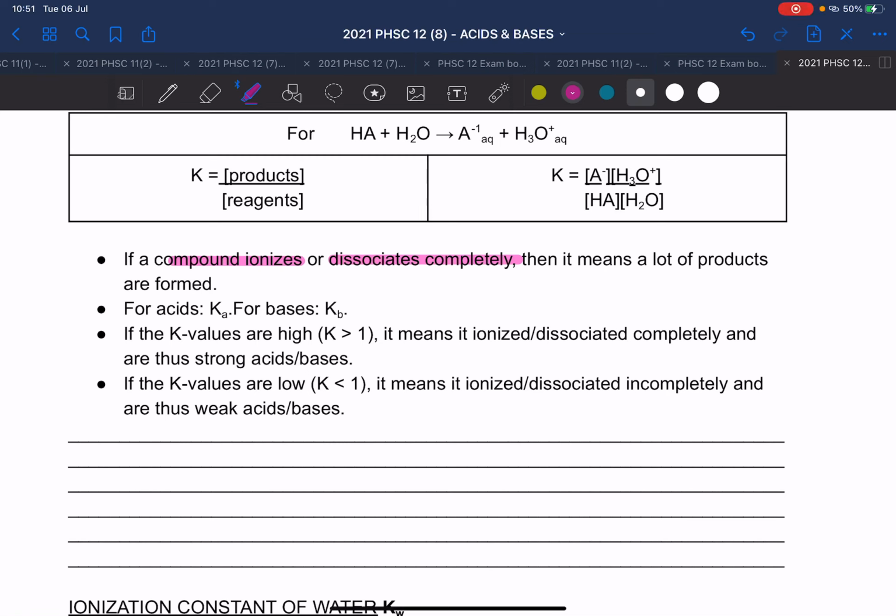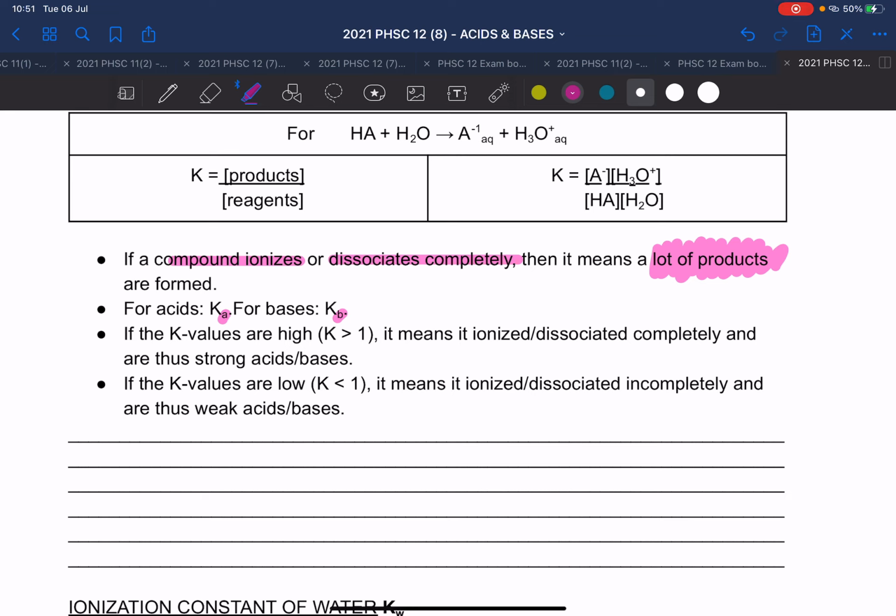Hier, dan beteken dit jy kry baie produkte. So if it ionizes or dissociates completely, it means you get a lot of products. For an acid, it will be Ka. For a base, it will be Kb.